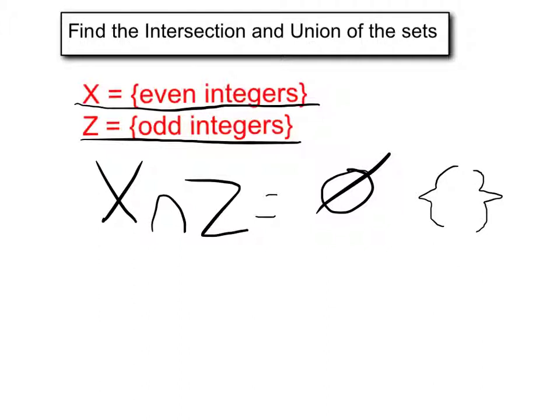Now to find the union, we have to find all the numbers in both sets of data. Even and odd integers are both infinite, so to represent them together, we would say that they are integers. Together, X and Z are all integers, or just integers, because even and odd integers make up all integers.